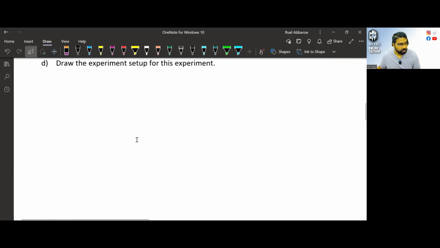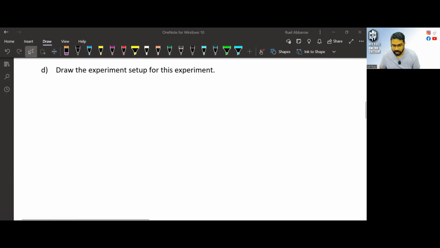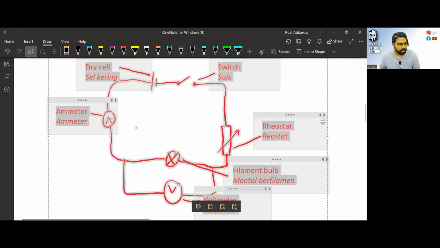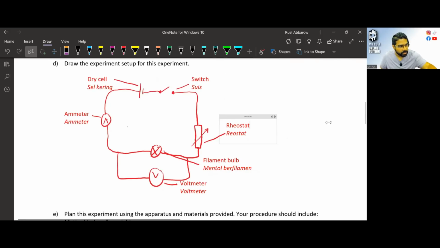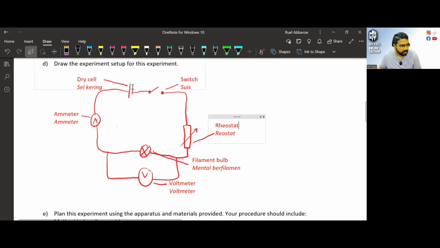So what is the experiment setup for this experiment? This is it. Just draw this. We have the switch and the dry cell, the power source. The ammeter is connected in series. The bulb is also connected in series, and then we have the rheostat in series. The only thing in parallel is the voltmeter. The voltmeter must be parallel to the filament bulb. Again, you can pause the video and take a look at it and study it.